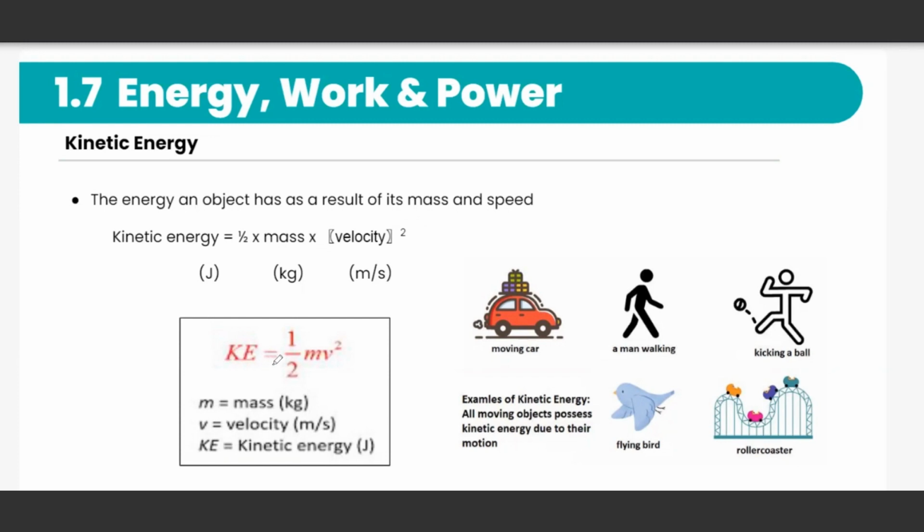So KE is equal to half mv squared, where m is the mass of the object in kilograms, v is the velocity of the object in meters per second, and kinetic energy is given in joules. Not just kinetic energy, any type of energy is given in joules, capital J.